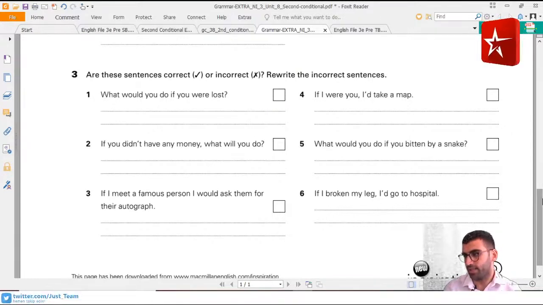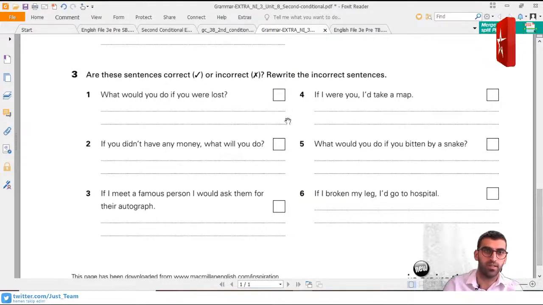Okay, why is it incorrect? I'm just waiting for your correct answers. Must be left. No, it's not leave. It's lost. I think there is no need for were if you lost. Okay, and Gülsafak says, I think there's no need for were.